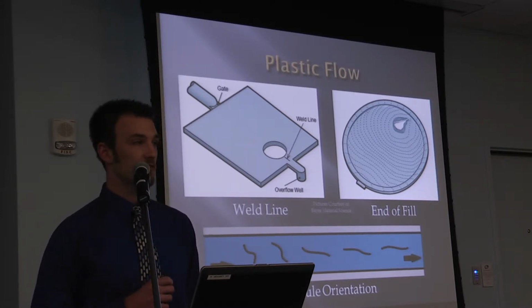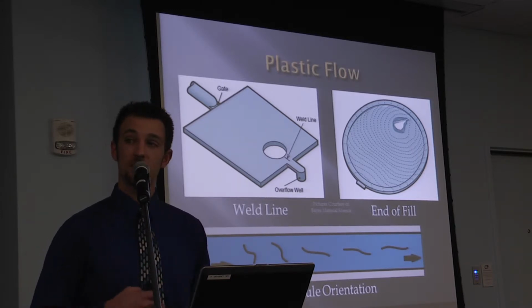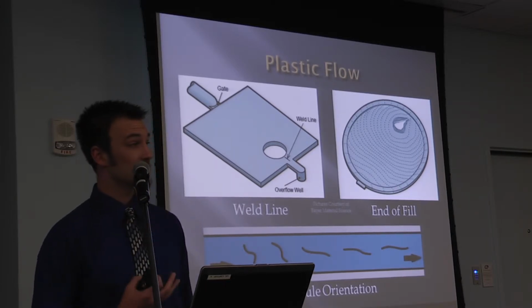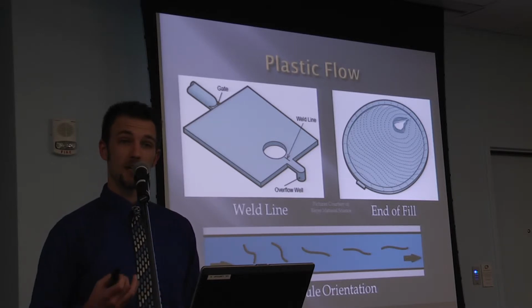On the right, we see the end of fill. Once again, this is the last portion of the part that is filled by the material. There will need to be venting in these locations. This will allow the air to escape. This is done through either the parting line or through ejector plates and pins.